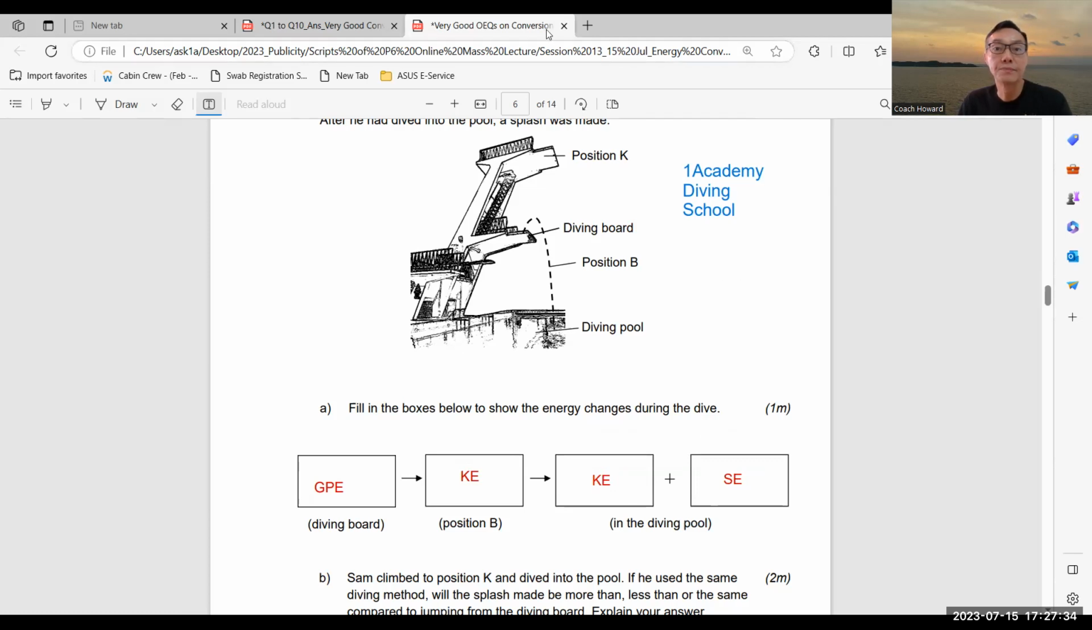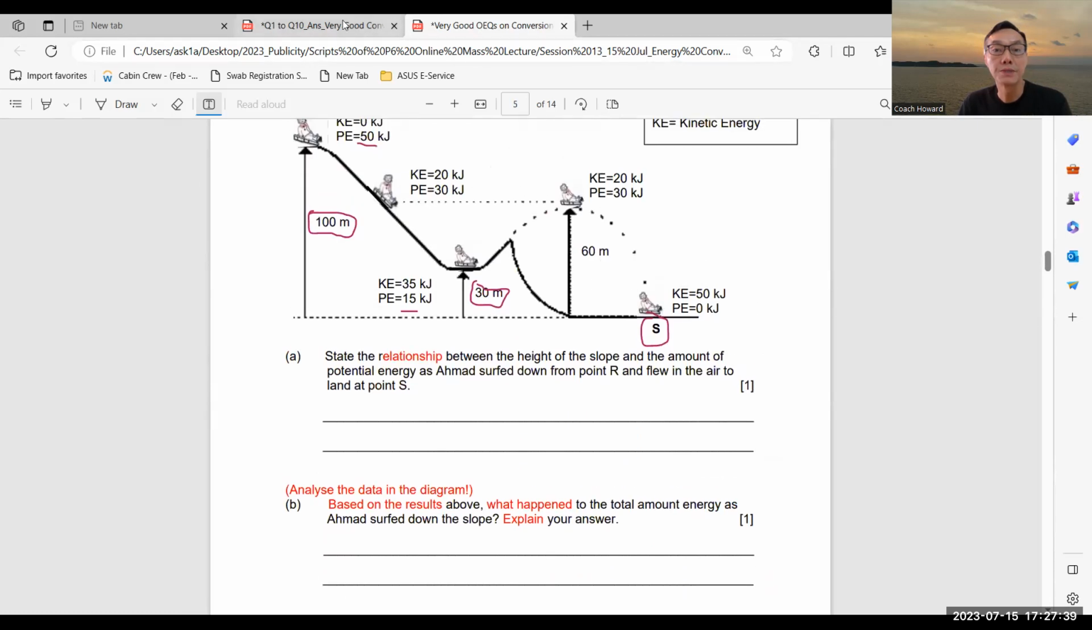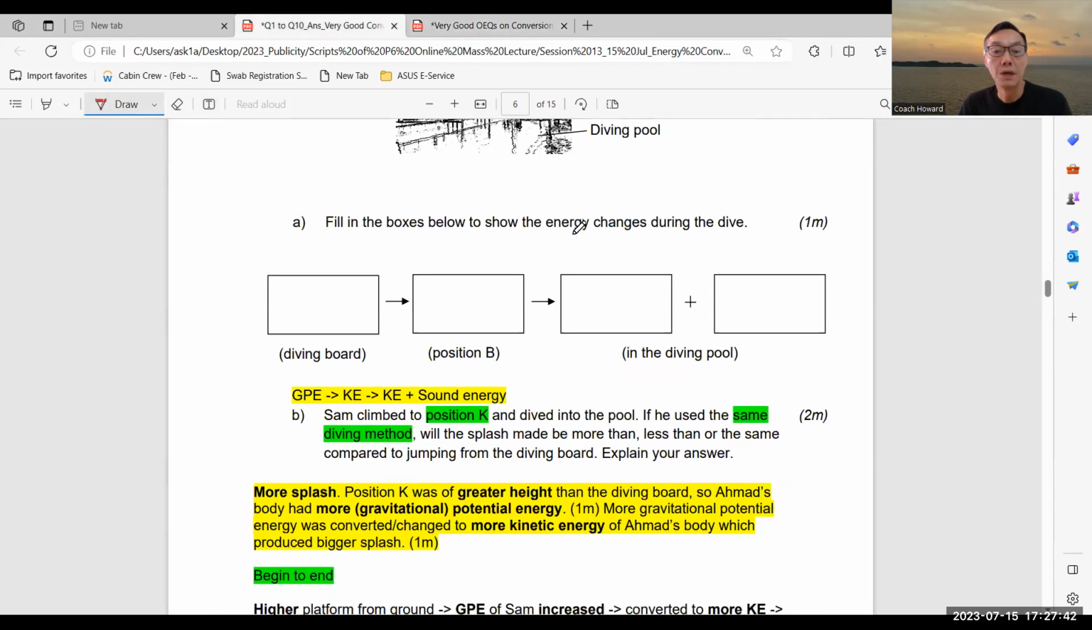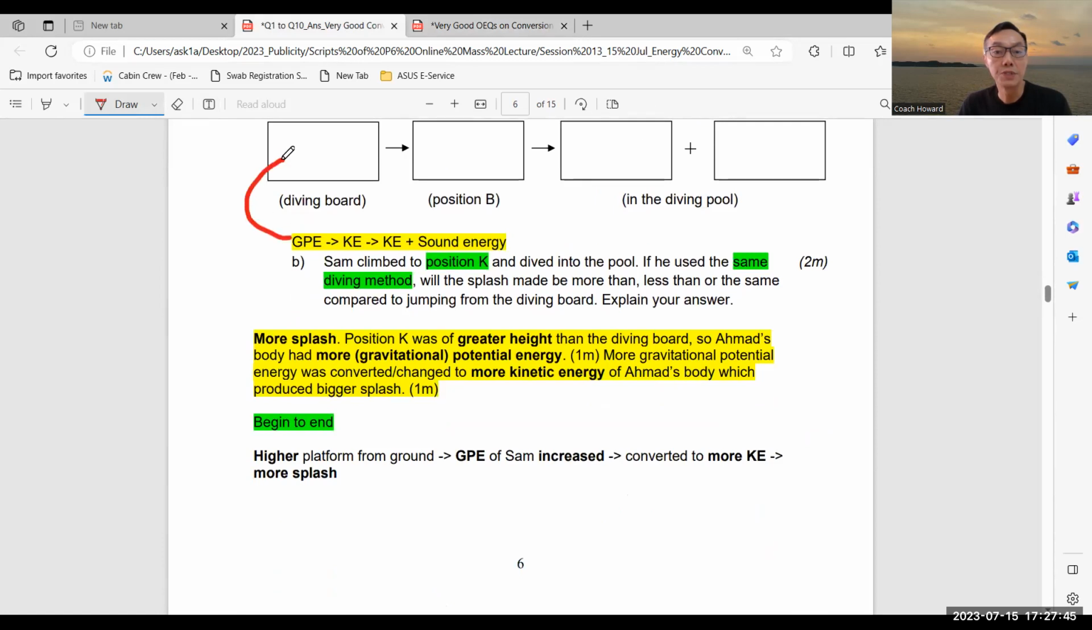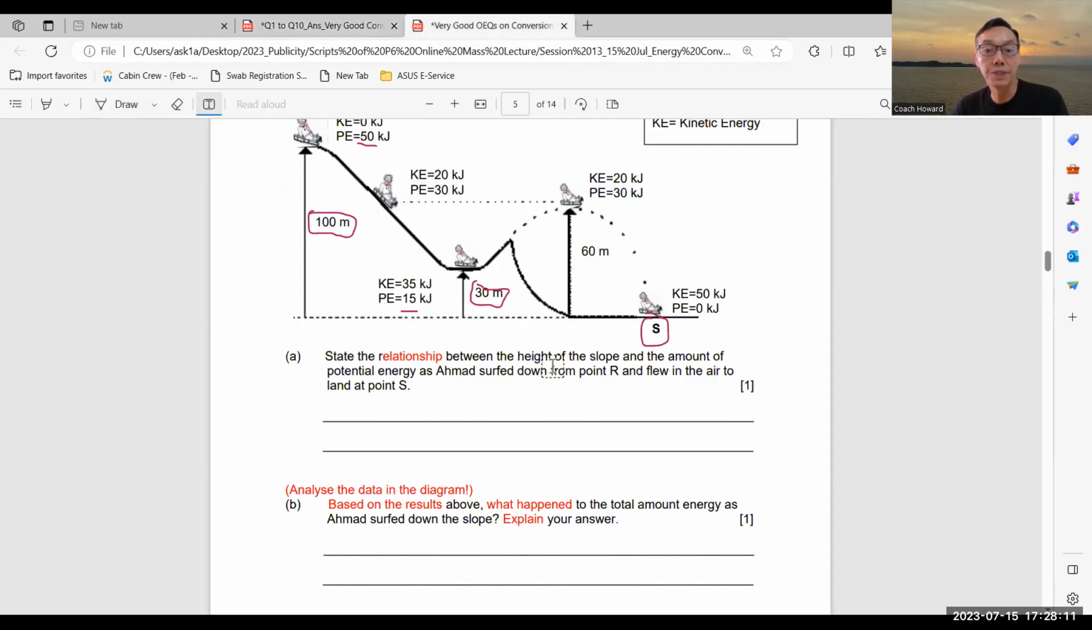Previous answer. This one is actually down here, this part. So GPE here, kinetic is here, and then another KE, and then sound energy, SE. Sound energy.